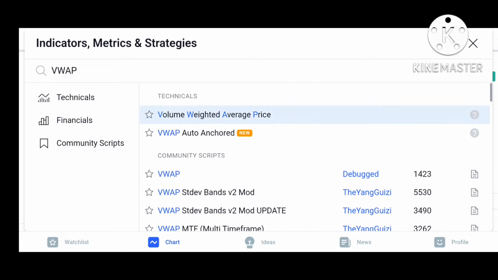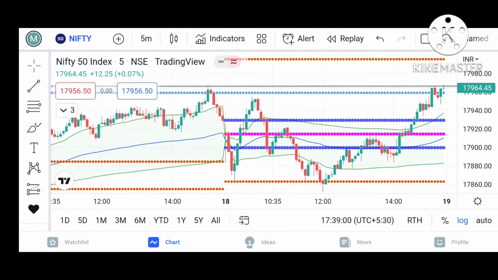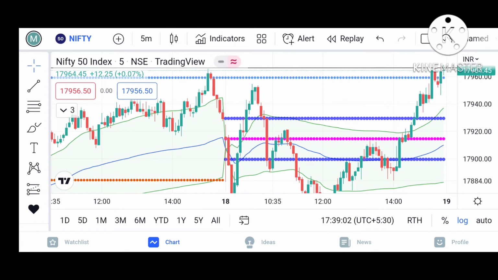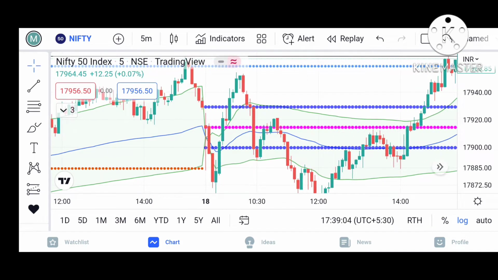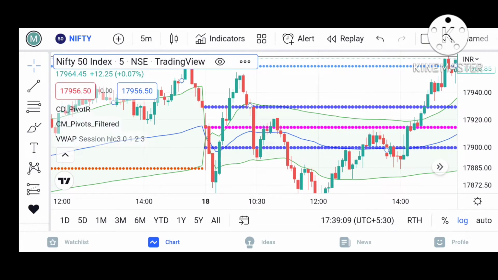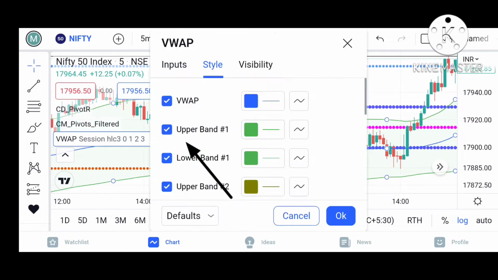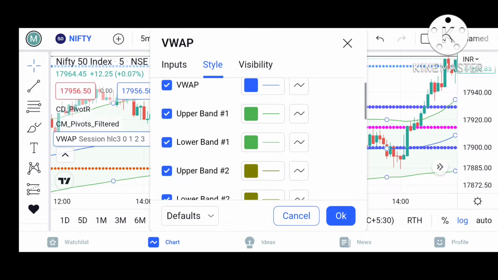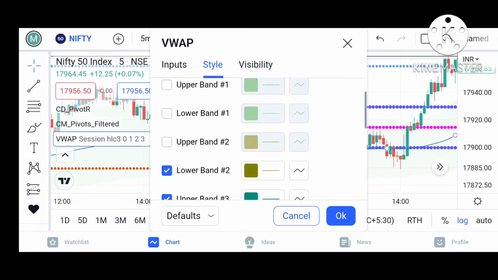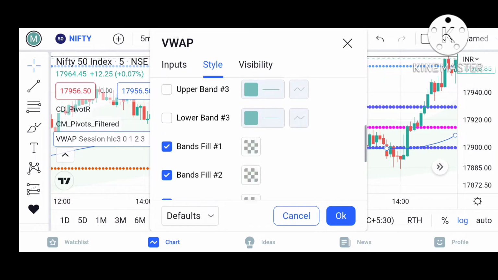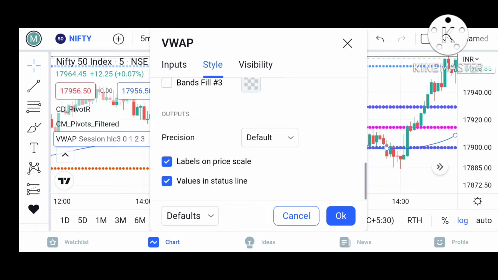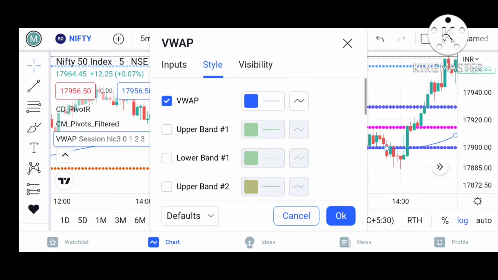When you select the indicator, you will see three lines on your chart, but we don't need that much clutter here. So let's edit the indicator. Click on the settings of the indicator, and please remove all the remaining fields. Okay, I'm going to remove them. Remove all the remaining fields.